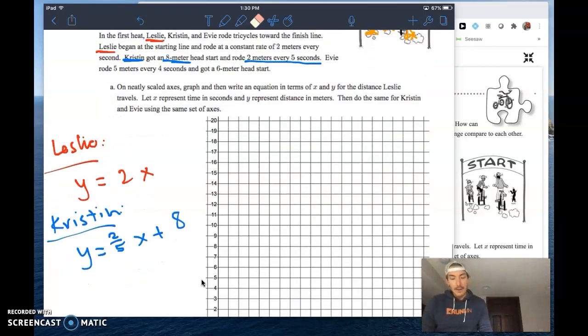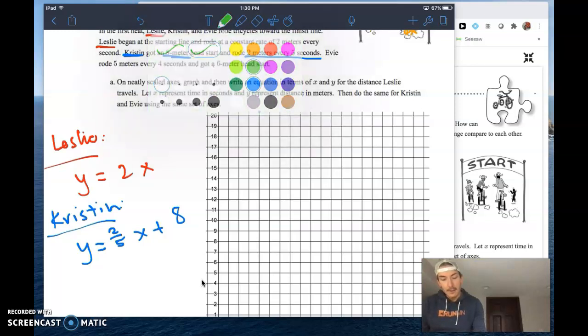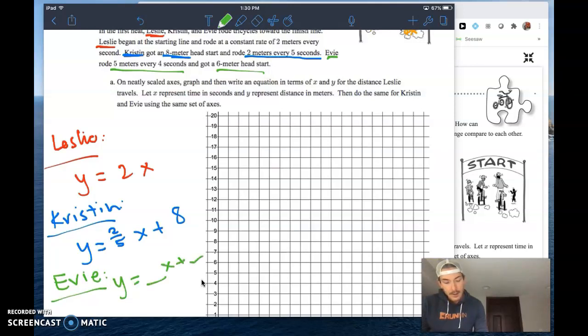And then we got Evie. Let's use green for Evie. Evie rode 5 meters every 4 seconds and got a 6-meter head start. All right, here's Evie. y equals blank x plus blank. Evie had a 6-meter head start, and she rode 5 meters every 4 seconds, right? Distance per time. There's our rate. Okay, so there's our three situations.